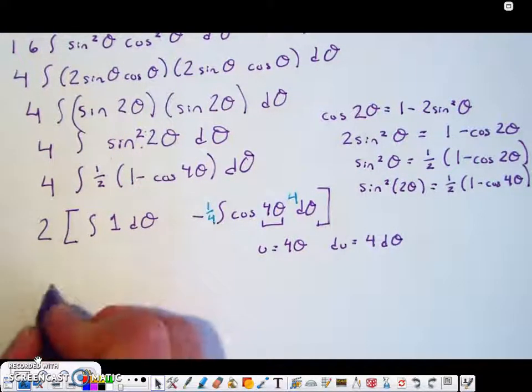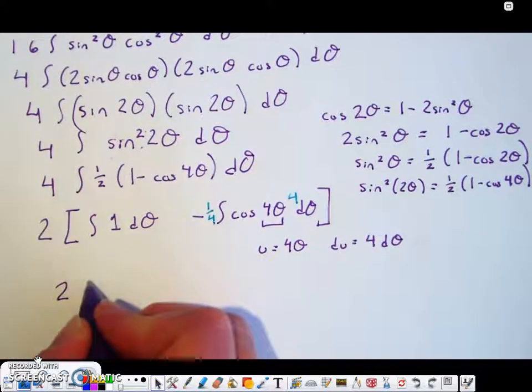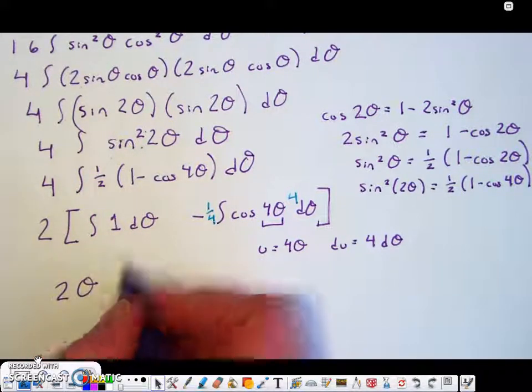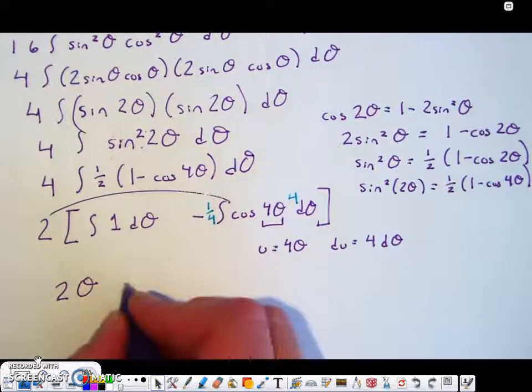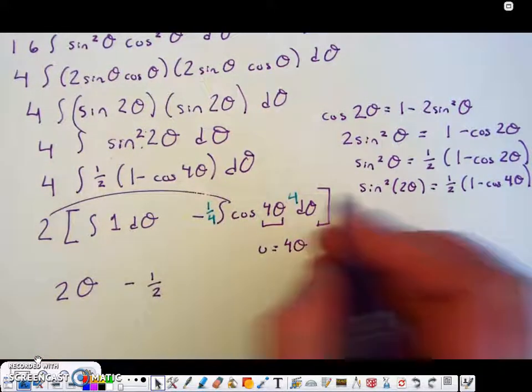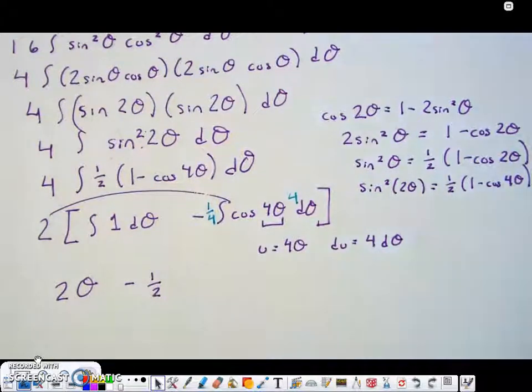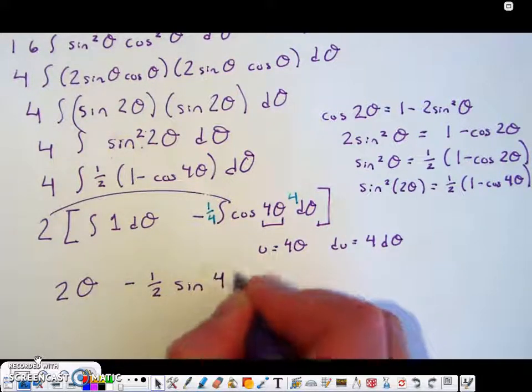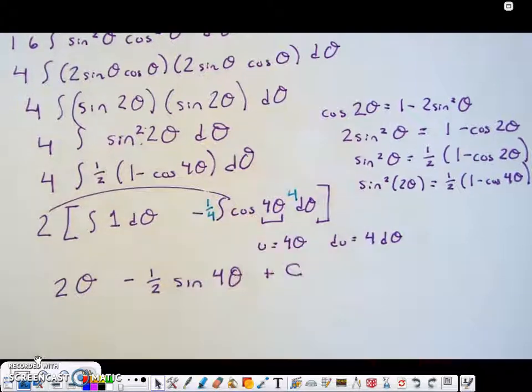Okay, so we have 2, and I'm thinking of going ahead and distributing the 2, if y'all are all right with that. So this would be 2 theta, because if you integrate 1, you just get theta. And then the 2 times a fourth, so that'd just be a half. And this is the integral of cosine u du, so what's the integral of cosine? So it would just be sine u. So you have finished integrating at this point. So you're already patting yourself on the back.